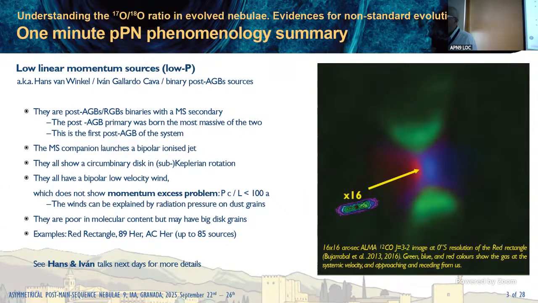They all have a main sequence companion. This main sequence companion is launching a bipolar jet. They have a disk in rotation. So you have all the ingredients to launch a jet and explain bipolar things. They don't have excess momentum, so we don't need all these elements. They are poor in molecular content. There is a missing mass problem. I mean, the amount of mass you detect is not enough to be either post-RGB or post-AGB. There are a few examples, and there will be some talks by Hans and Ivan on those objects in the next days.